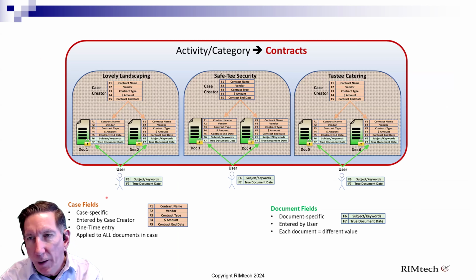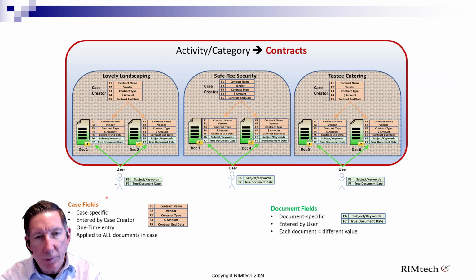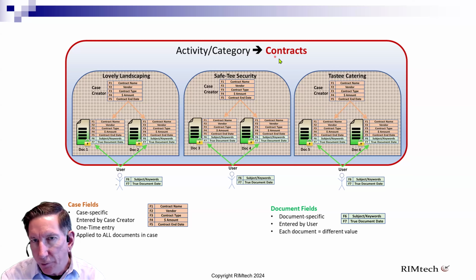So here we have 3 cases. I'm going to explain this slide to you twice. The first time in records language and the second time in SharePoint language. Here we go. Records first. We have a category in the retention schedule called contracts. We have 3 contracts here. Lovely landscaping, safety, security, and tasty catering.